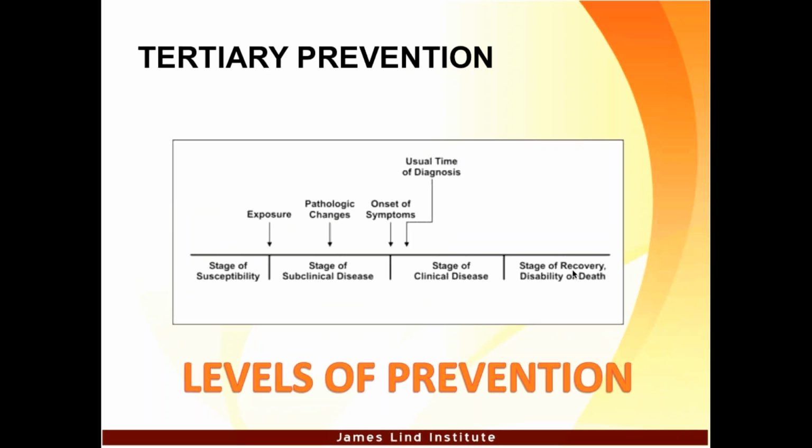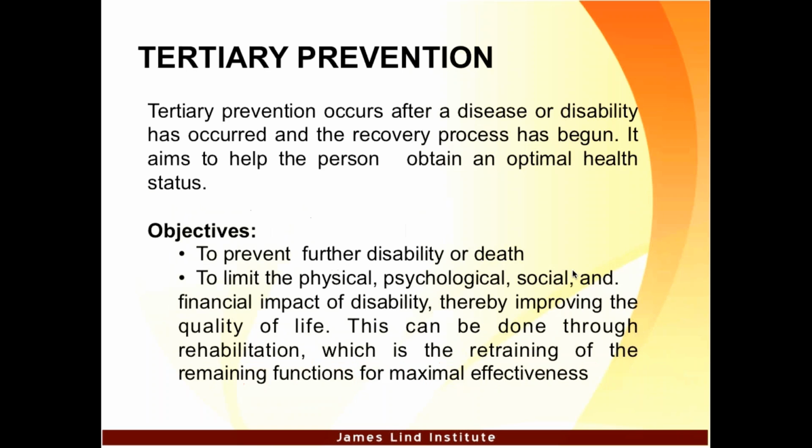Okay, so then let's have a look at tertiary prevention, which comes after the disease has set in, and these are people really where we've missed early diagnosis, we've missed screening, we've missed early treatment. So here what we're trying to do is to help the person obtain their best possible health outcome given this disease. So you're trying to prevent further disability or death, and you're trying to limit physical, psychological, social, and financial impact of disability, therefore improving the quality of life.